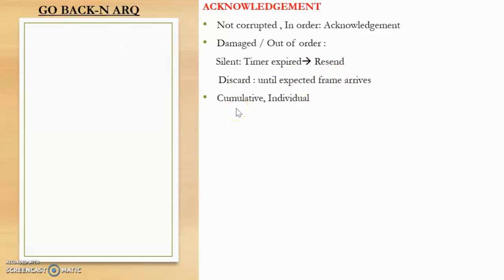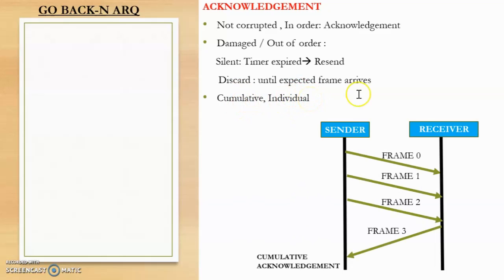Also over here the receiver can either send a cumulative acknowledgement or it can send individual acknowledgement. And acknowledgement is always sent for the next expected frame. Cumulative acknowledgement means acknowledgement is sent for many frames together. So let us see how this cumulative acknowledgement is sent. We know that acknowledgement is always sent for the next expected frame.